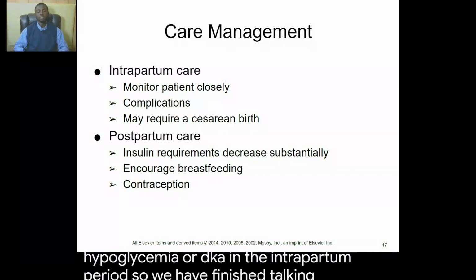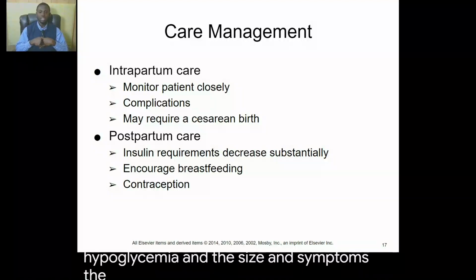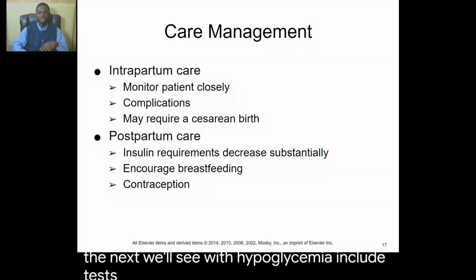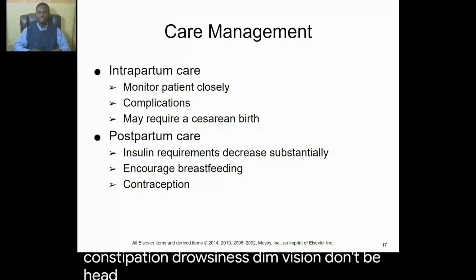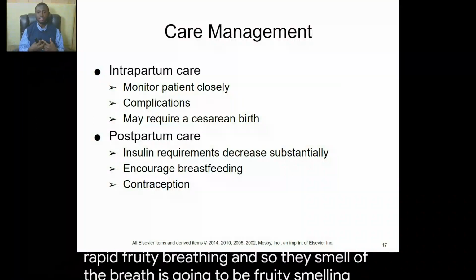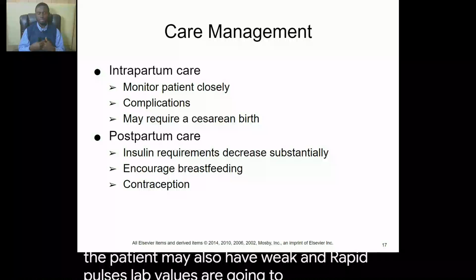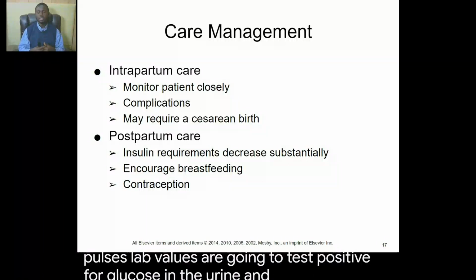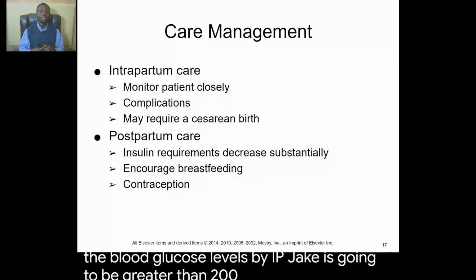So we have finished talking about hypoglycemia. We are now talking about hyperglycemia. The signs and symptoms the nurse will see with hyperglycemia include thirst, nausea or vomiting, abdominal pain, constipation, drowsiness, dim or blurred vision, polyuria, and there will also be headache with flushed or dry skin, and rapid fruity breathing. The smell of the breath is going to be fruity, and the patient may also have weak and rapid pulses. Lab values are going to test positive for glucose in the urine and also acetone, and the blood glucose level by AccuCheck is going to be greater than 200 milligrams per deciliter.